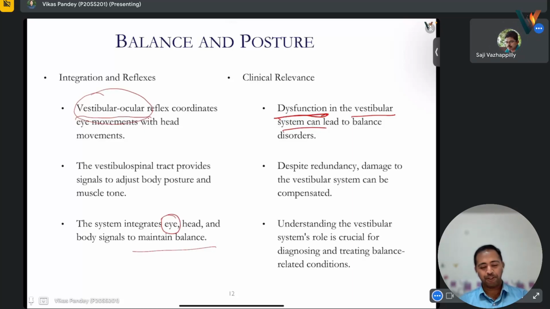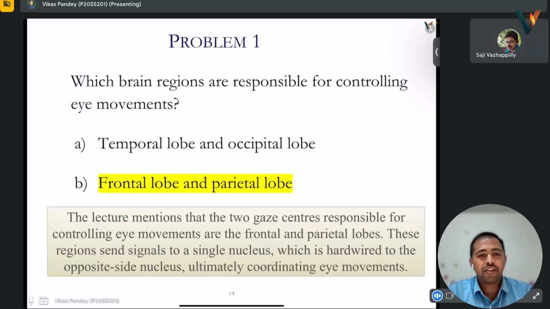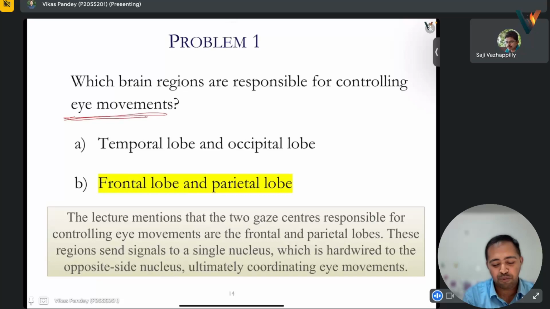We'll see in questions, sir. Okay, fine. So which brain regions are responsible for controlling eye movement? Temporal lobe and occipital lobe, frontal lobe and parietal lobe, frontal lobe and occipital lobe, parietal lobe and temporal lobe. Maybe A, temporal lobe and occipital. It's frontal lobe and parietal lobe. Sir, occipital means it is related to the eye, no? It is saying eye movement, not vision. Okay.